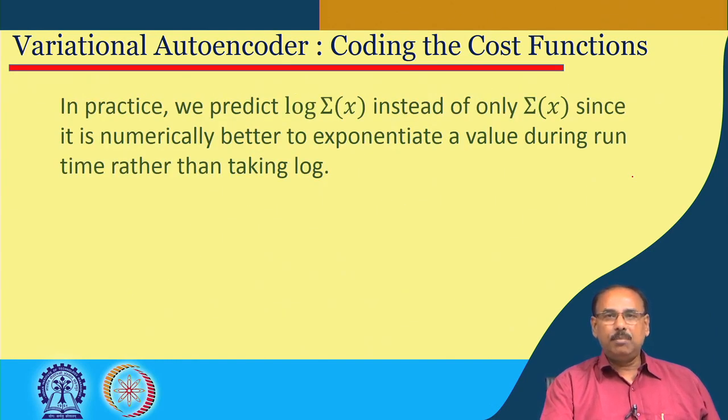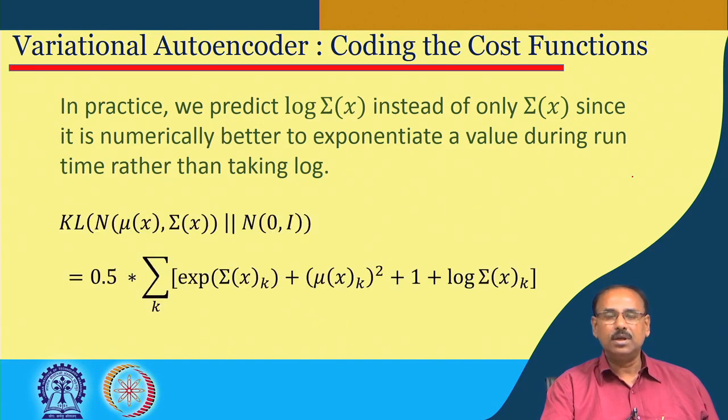But in practice, we predict log of sigma x instead of sigma x, since it is numerically better to exponentiate a value during runtime rather than taking a log operation. So, your final expression then becomes the KL divergence of q of x given z and the normal distribution 0, 1, that is equal to 0.5 into, so instead of sigma x k, now it becomes exponential of sigma x k plus mu x k square plus 1 plus log of sigma x k.